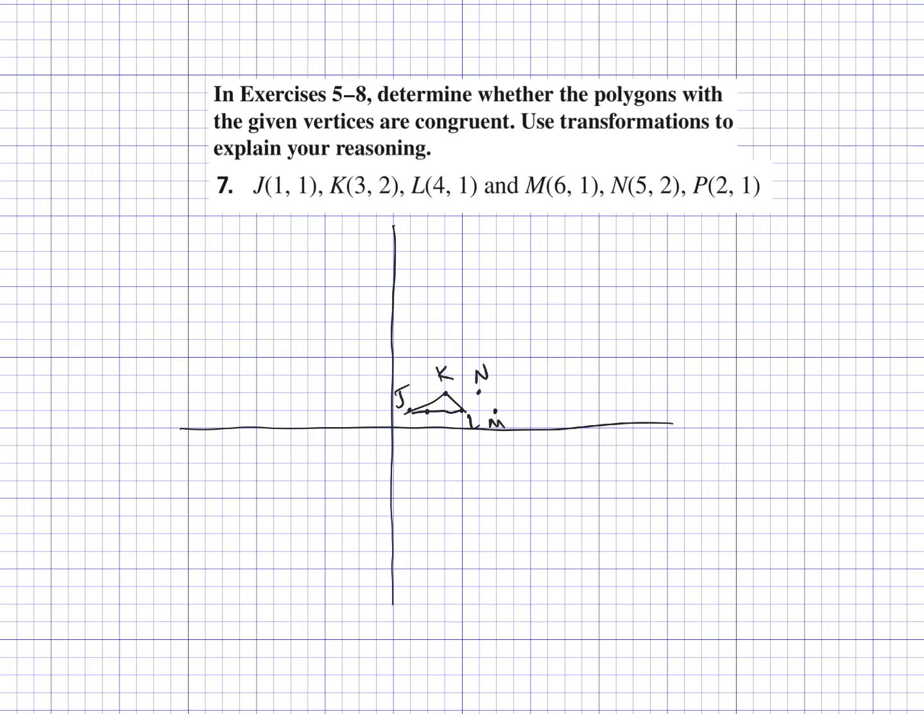Oh, wow, we need to do these in blue. Now it's a little harder to see, but we can count this time. So let's count J to L, 1, 2, 3. And P to M, 1, 2, 3, 4. So JL was 3, and PM was 4. Okay, so right off the bat, we know they're not the same.